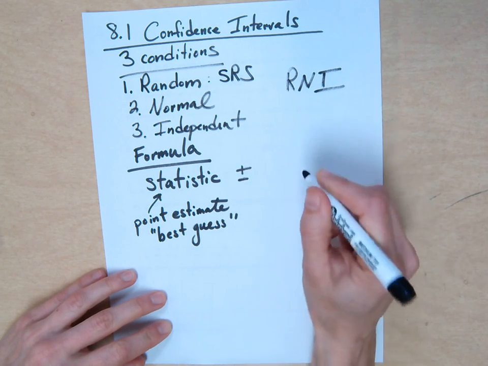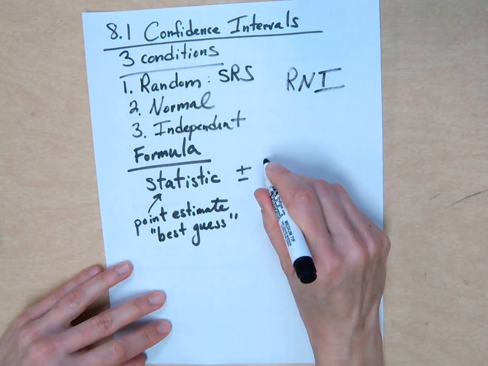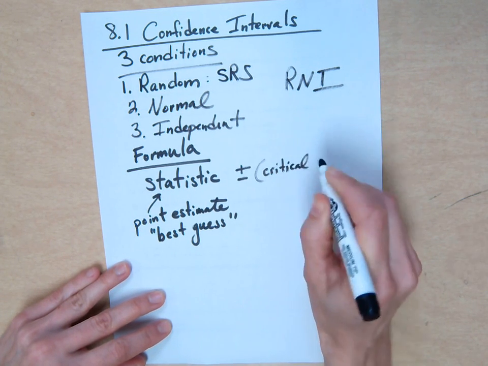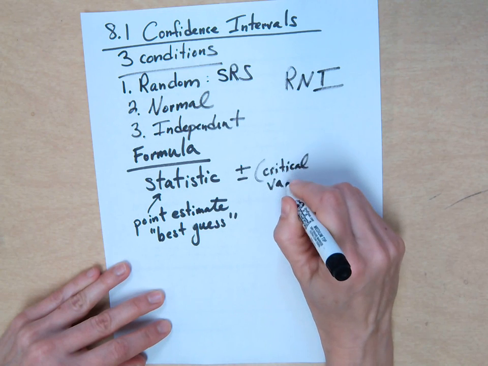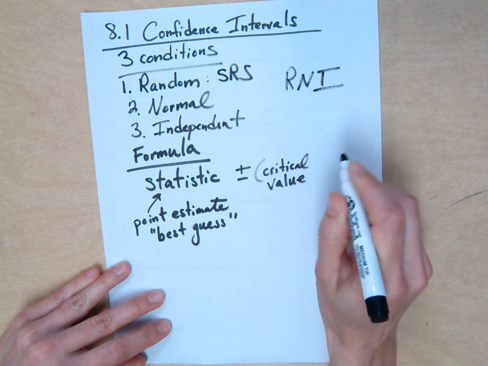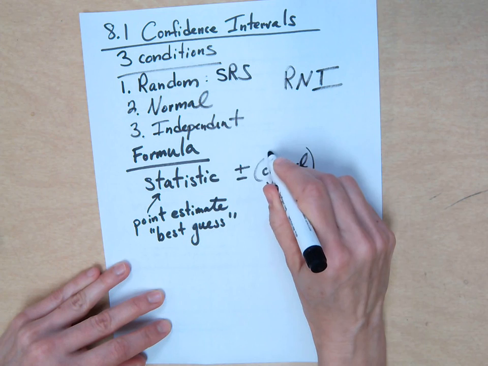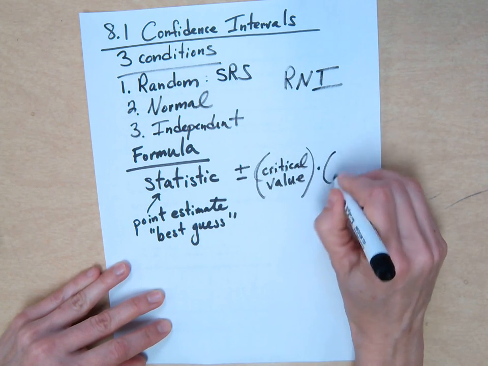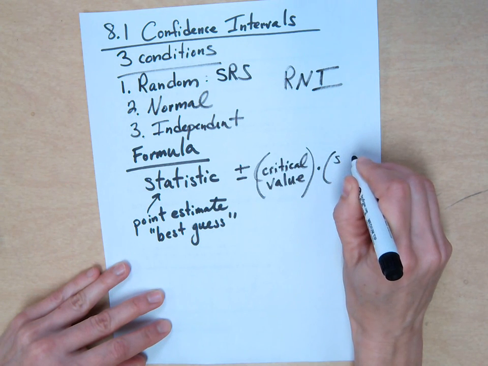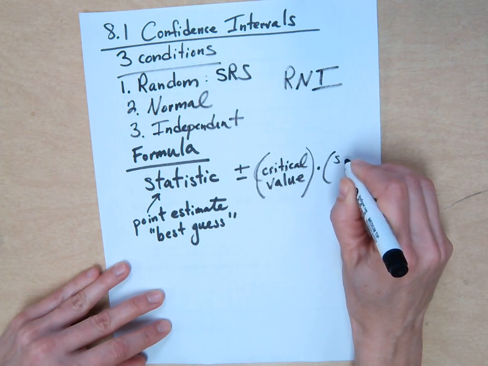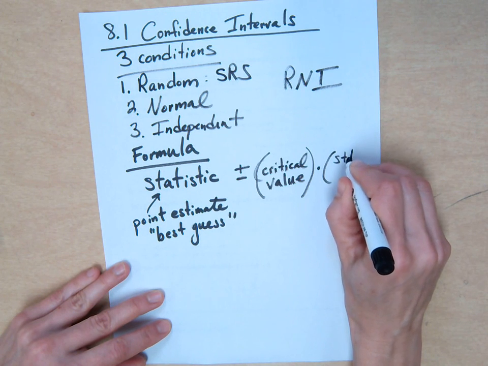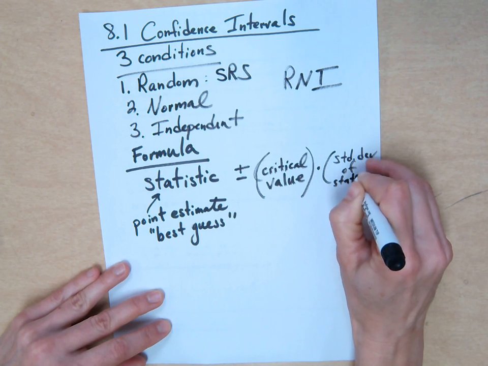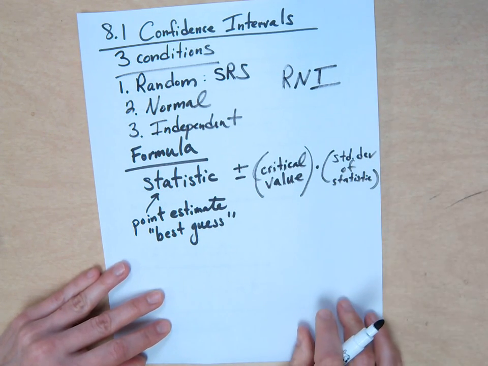plus or minus. This is the formula, plus or minus. And then you're going to use what's called the critical value, and that will depend on your confidence level that you want. So if you want a 95% confidence level, what do you think your critical value will be? If I tell you it's the critical value times the standard deviation of the statistic. So 95% would be what? 2 would be your critical value. Good. So this is the standard deviation of the statistic. I'm going to abbreviate. So that's the formula.